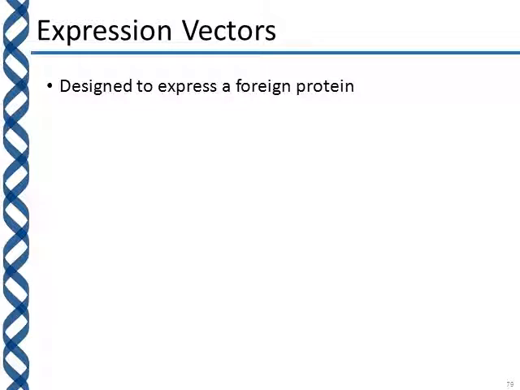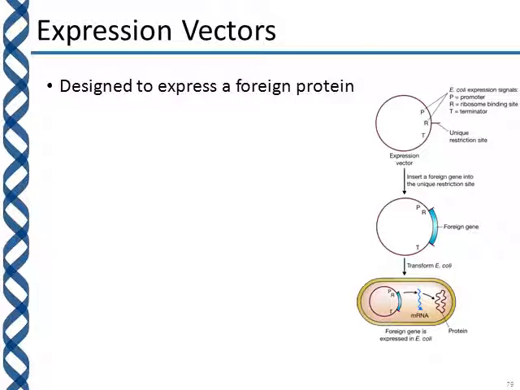Expression vectors are designed to express a foreign protein. Here we show the E. coli vector with the promoter, the ribosomal binding site and terminator with its unique restriction site. You insert a foreign gene into the unique restriction site. This now is used to transform the E. coli. Then this foreign gene is expressed within the E. coli, which then can secrete the produced protein.